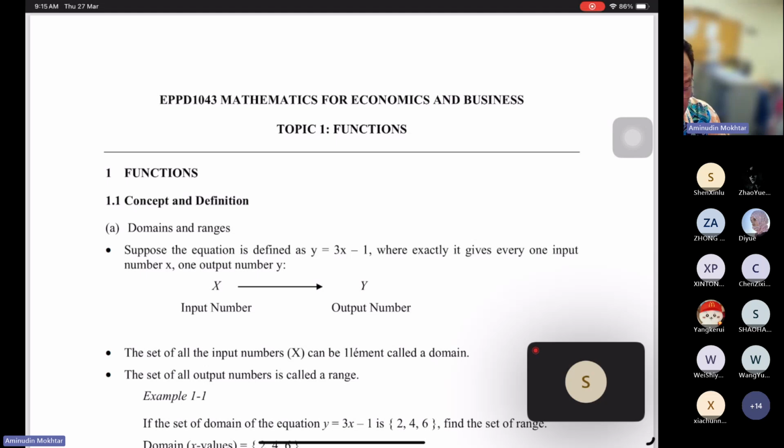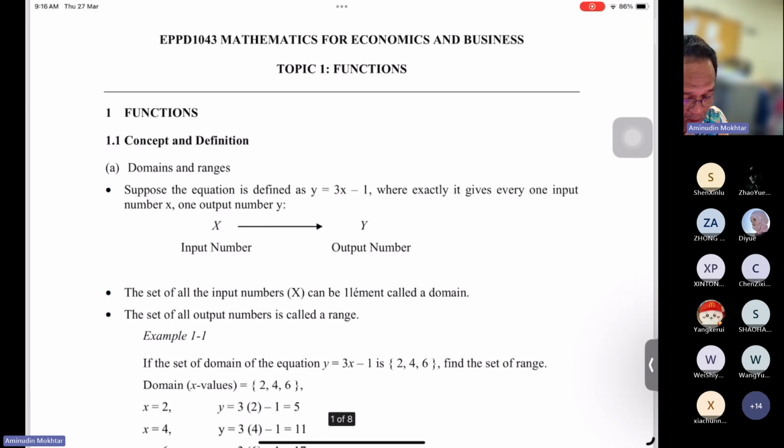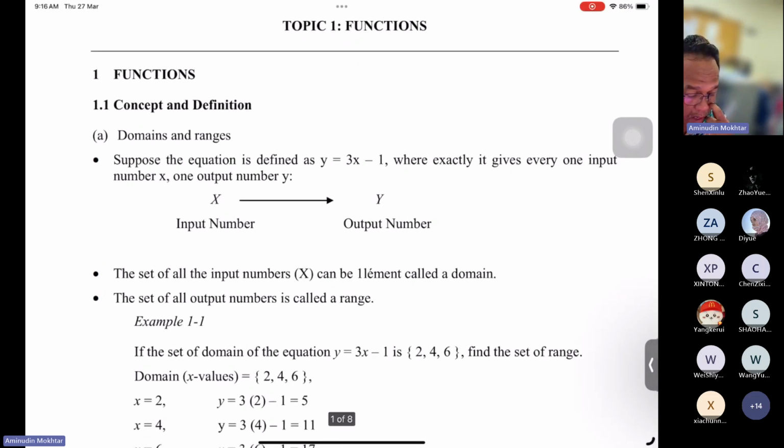This first topic is about functions. This topic is very important because we will apply this concept of function in the other topics. Before that, let's look into the concept and definition of the function. The first one is about domain and range.